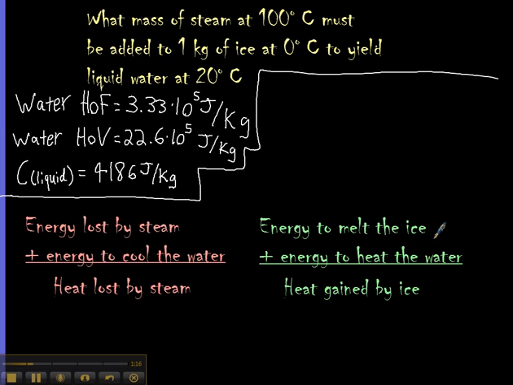So the amount of energy gained by the ice that's melting and getting hotter is the amount of energy to melt the ice plus the energy to heat the water once all that ice is melted. So you have the heat gained by the ice, and the amount of heat that's gained by that ice had better equal the amount of heat that's lost by the steam. And you can break that down into its stages as well.